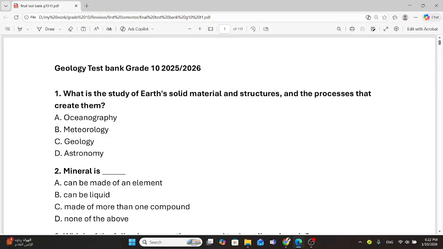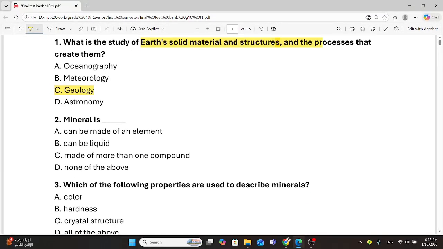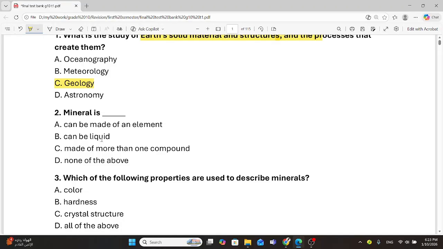يقولك what is the study of Earth's solid material and the structure and the process that creates them. Earth's solid material and structures. طيب يبقى الهايلايتر ماشي. طالما قالك Earth's solid material and structure والبروسيس، يبقى هو كده قصده على ايه؟ قصده على الجيولوجي. تمام. المينرال is can be made of an element أو طب can be liquid؟ لأ، قلنا لازم يبقى solid. طيب made of more than one component؟ لا، يبقى ايه؟ can be an element.